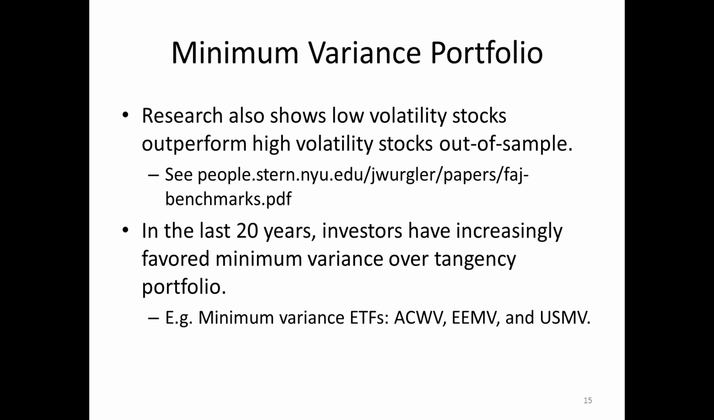And so because of these two reasons, number one, that covariance is more stable than return, and number two, that low volatility stocks outperform high volatility stocks, in the last 20 years, investors have increasingly moved over, favoring the minimum variance portfolio over the Kelly portfolio. They forget about maximizing return. Just disregard all expectation of return. Just focus on minimizing volatility. And so you have a lot of these ETFs called minimum variance ETFs. I gave you 3 examples here that adhere to that philosophy.